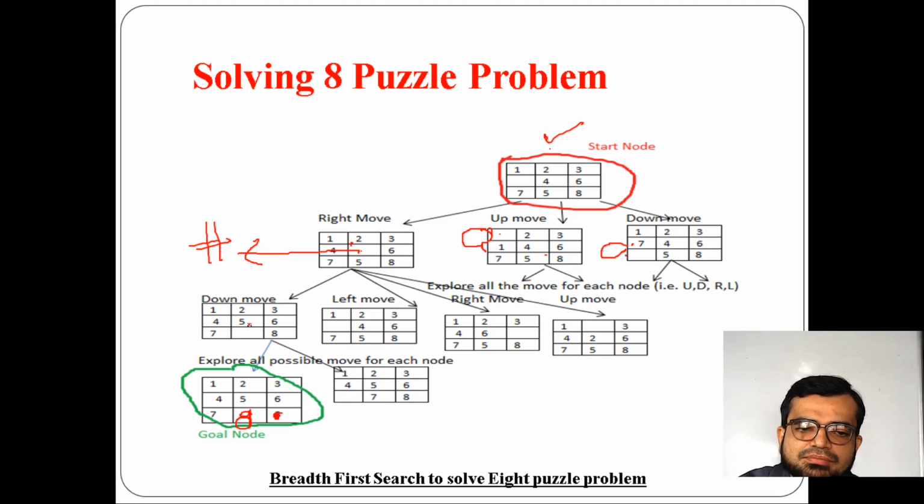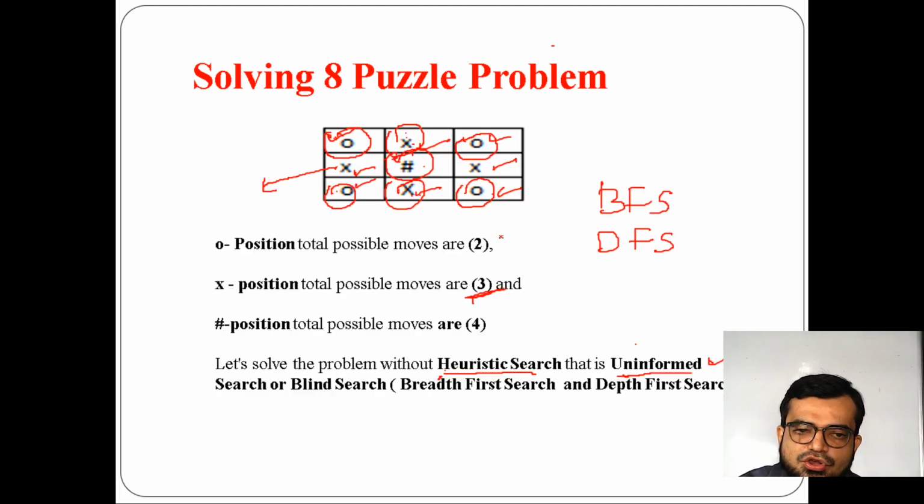So first is down, which means 5 is coming here and the empty tile is going here, and again it is moving towards the left side, towards the right side and towards the up side. So that's why the maximum child nodes for the given node will be how much? 4 nodes.